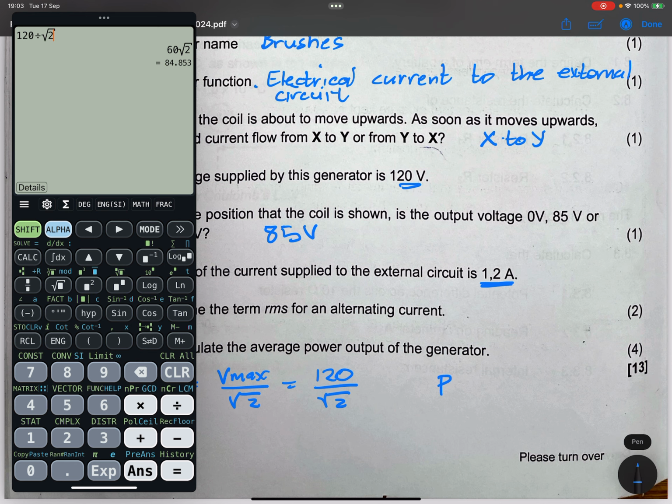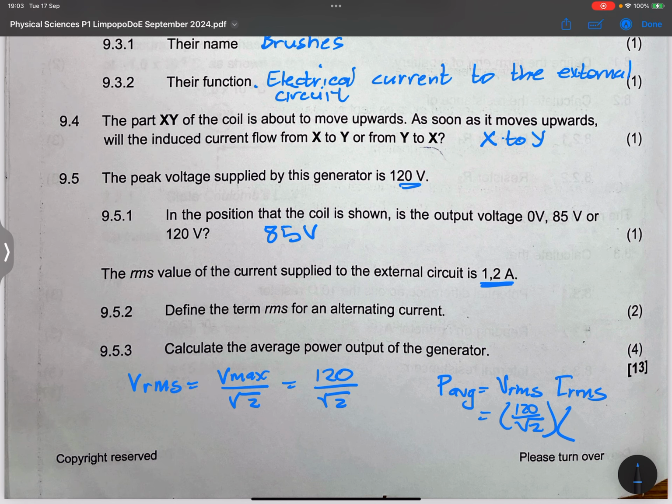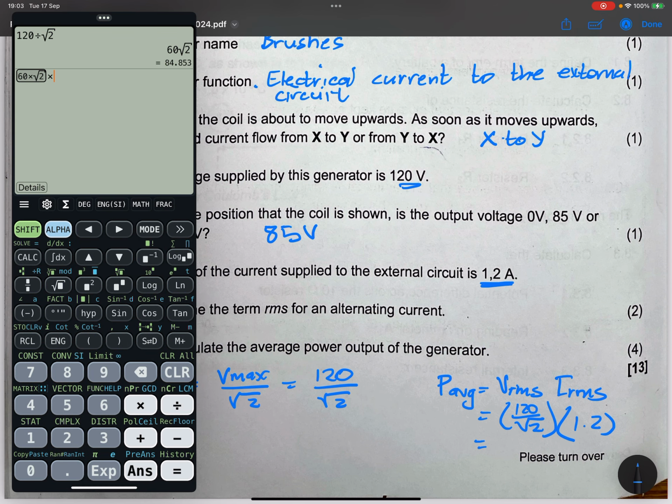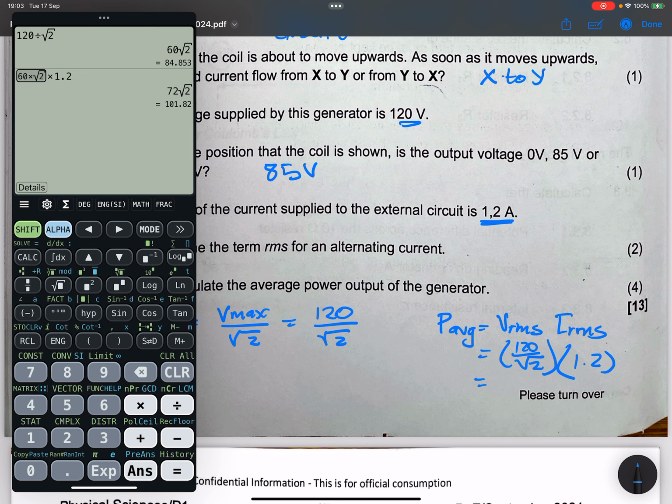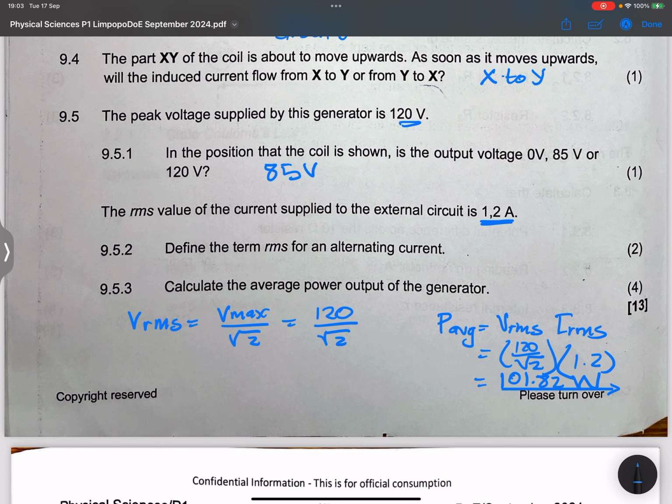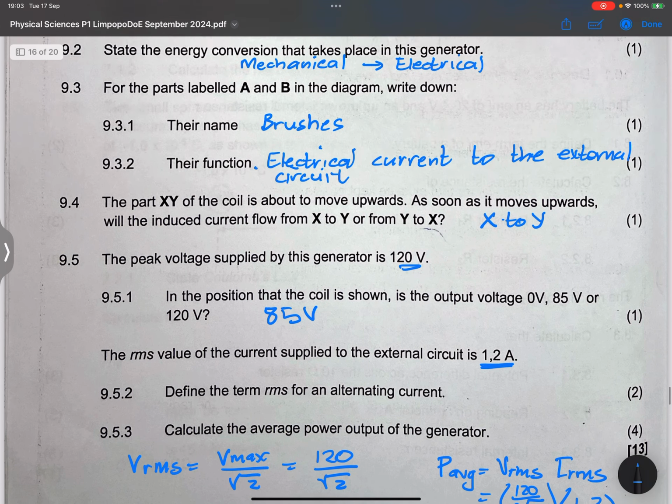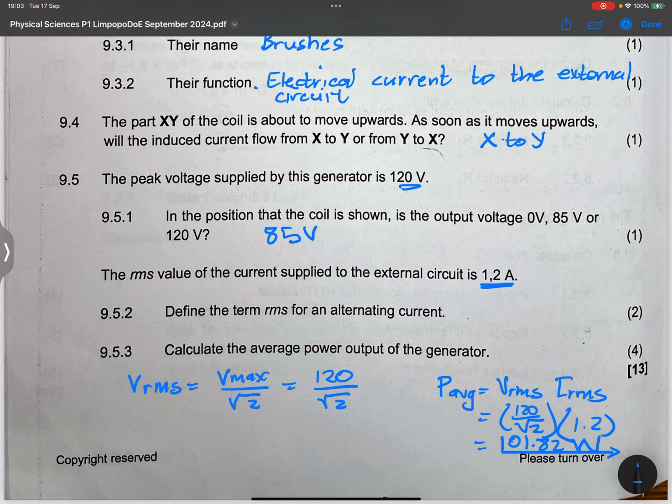But now we're looking for the average power. That means VRMS multiplied by IRMS. VRMS is 120 over square root 2, and IRMS is 1.2, as given. We simply multiply that by 1.2, and that gives us 101.82. Please remember that power is measured in watts. And that is how we come to the end of this question. We are going to go to the next one as we conclude.